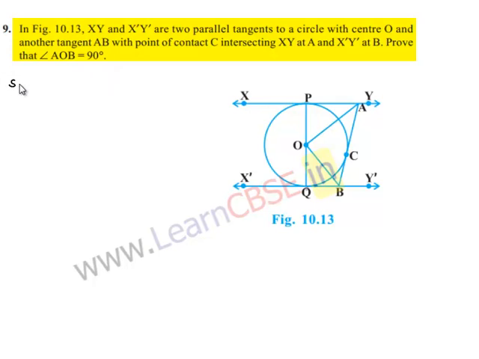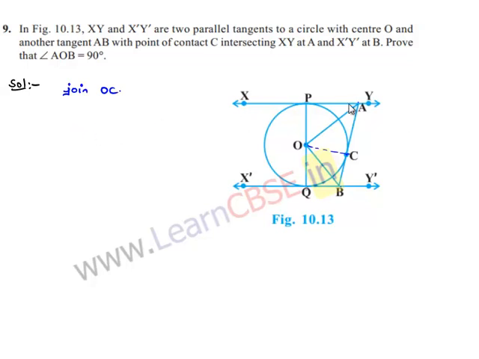Now moving on to the solution. Here it is given that XY is parallel to X'Y'. In between, a circle is present with center O, and a tangent is drawn through point C intersecting XY at A and X'Y' at B. Finally we are asked to prove that angle AOB is equal to 90 degrees. In order to prove this, let us initially join OC.